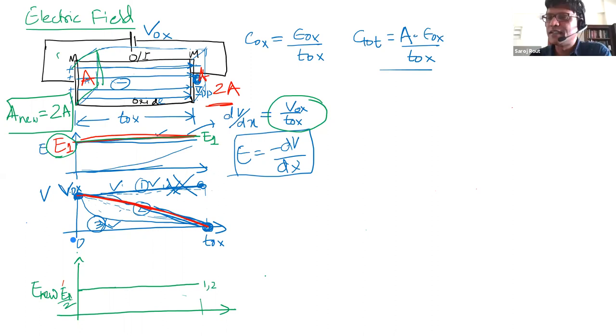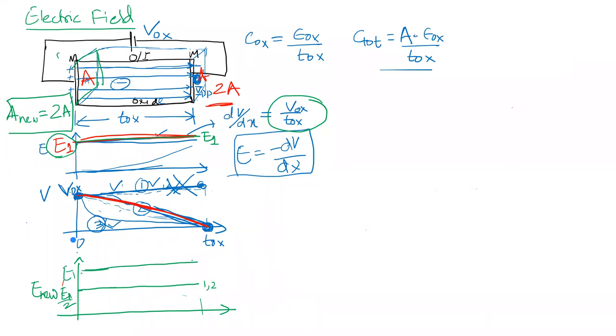Taking time, that's okay. The electric field will be E1. Okay, who is this? Is it Sitis? Yes, sir. Okay, so Sitis says it's going to be E1. Sir, it's the same. It'll be the same. Uniform electric field E1.